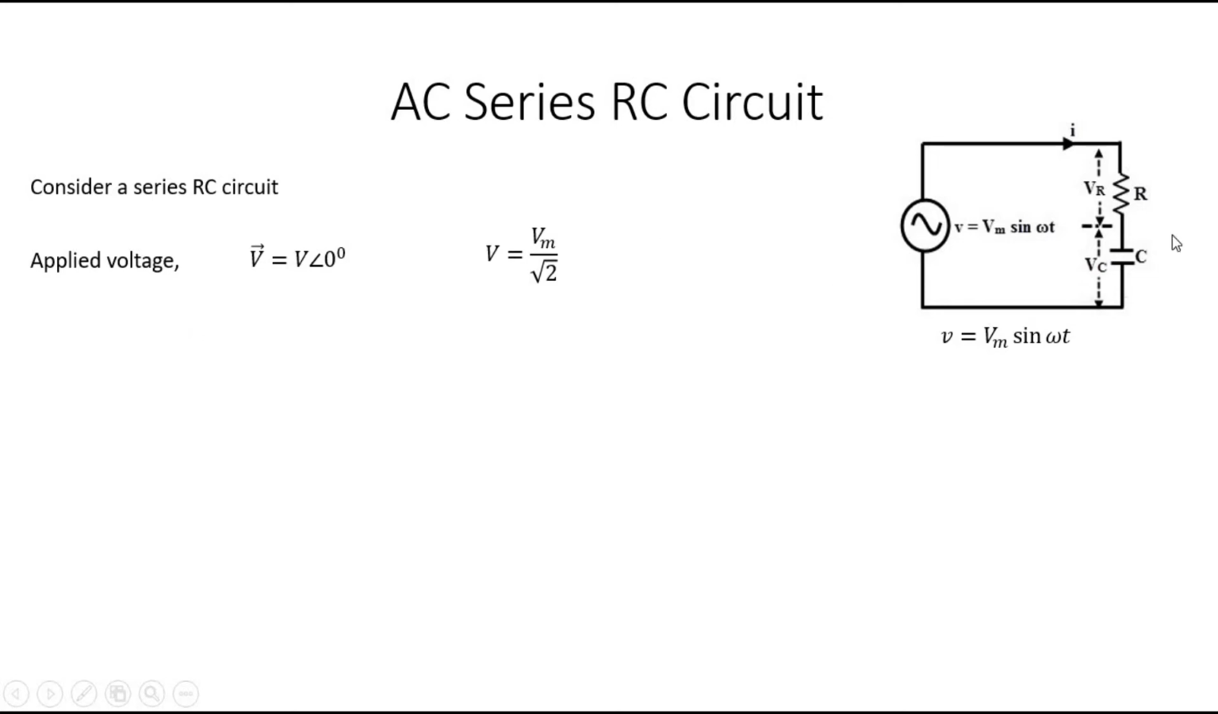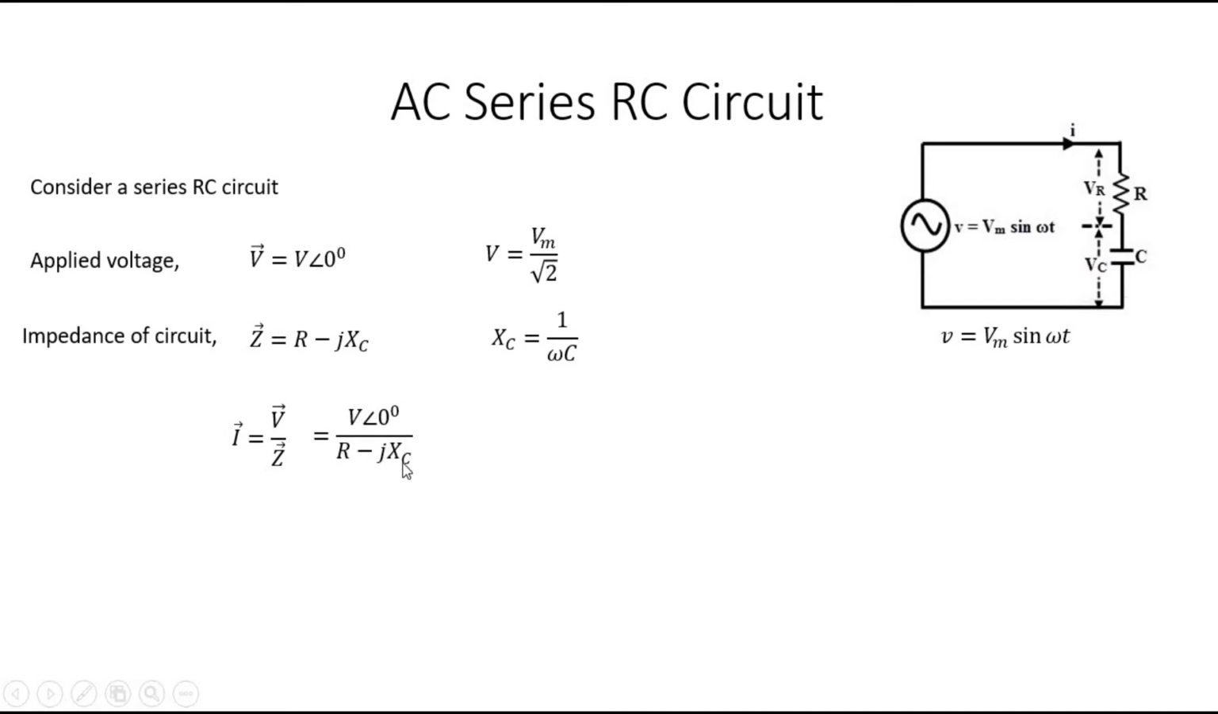Then the impedance: since R and C are there, R is the real part and the imaginary part is minus jXc. Since it is capacitive, we have to give a minus sign, where Xc is equal to 1 by omega C. Then by using I equal to V by Z, we can find the current vector. V is V angle 0 and Z is R minus jXc. So again we have to convert this rectangular form to polar form.